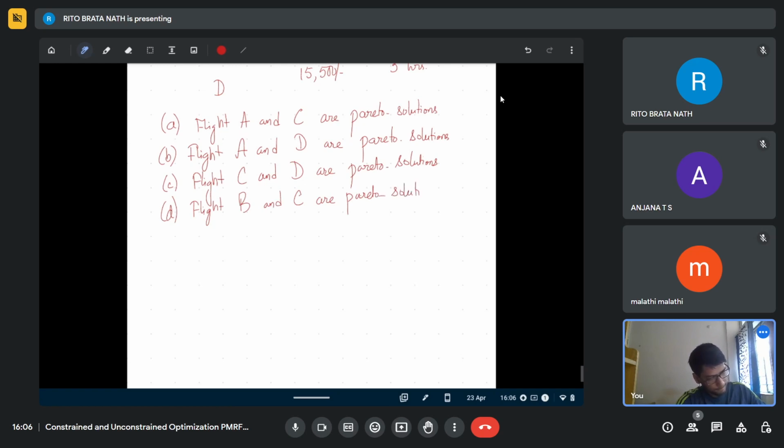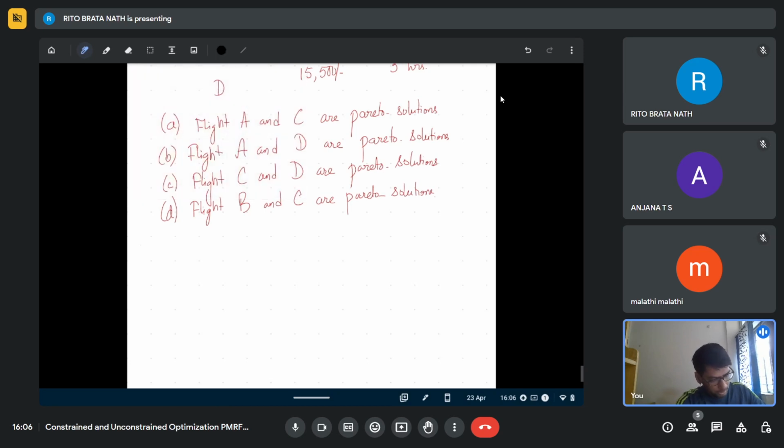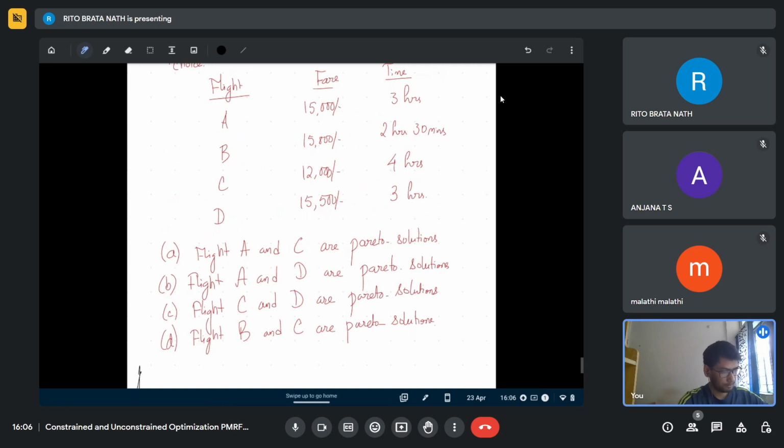Okay, now let me solve this problem. So what you have here is two attributes, which is fare and time, and you will try to minimize both of them. But it might happen that for some flight the fare is higher, but the time is lesser. And so the objectives are kind of conflicting with each other. So that's why you have to go for the Pareto solutions.